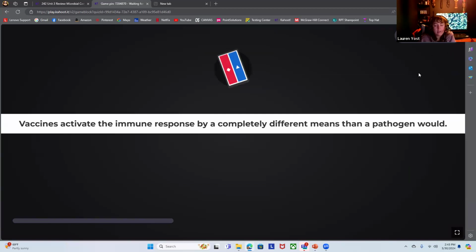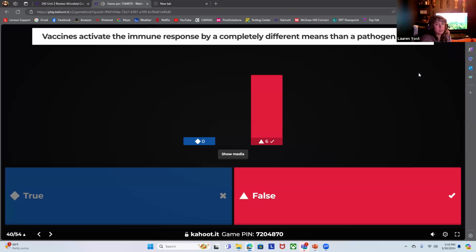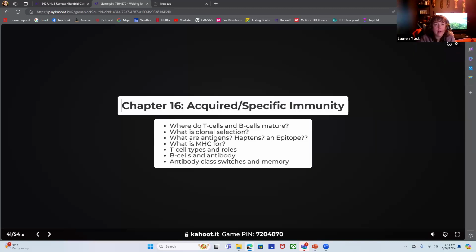All right, vaccines activate the immune response by a completely different means than a pathogen would. All right, so this one is false. Yeah, you guys got this one. It's just the same, right? It's the same immune system, same thing. There's actually a reason for it, because we don't want it to be too different. When you see the thing in real life, we want you to react like you would in real life.